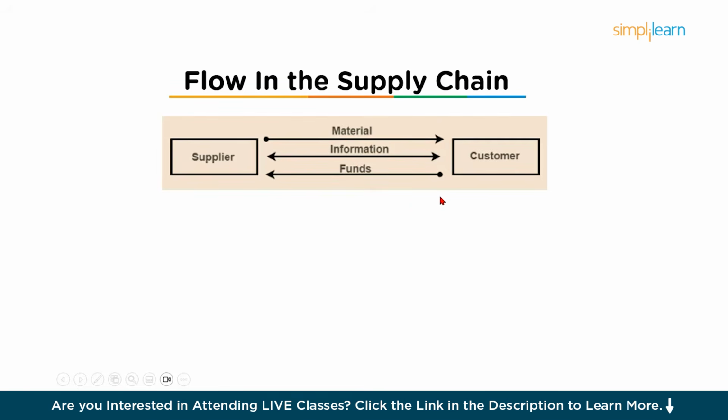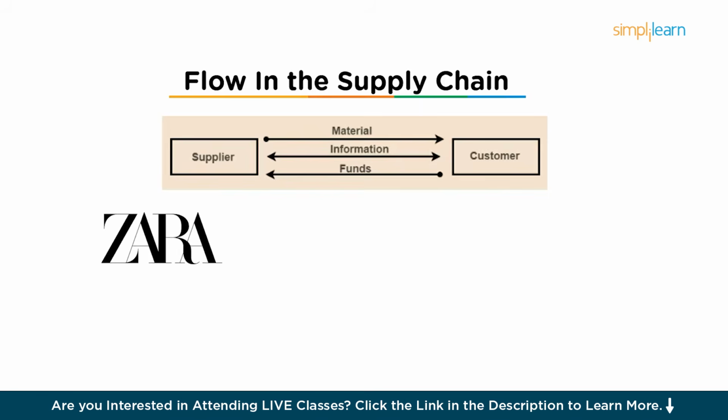Additionally, money flows back from the customer to the supplier, completing the cycle. So supply chain management oversees and controls the flow of materials, information, and finances across the supply chain. Its main role is to design, plan, and execute activities at each stage to ensure that customers receive the right products and services efficiently and profitably. So there are some examples of supply chain management.